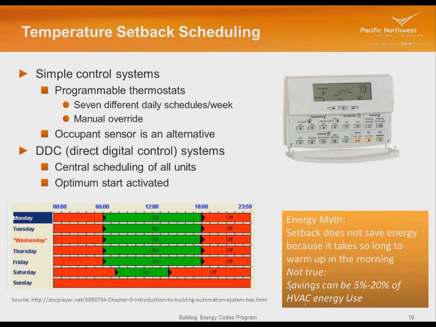Now, one thing I want to address is an energy myth. Some people think setback does not save energy because it takes so long to warm up the building in the morning.